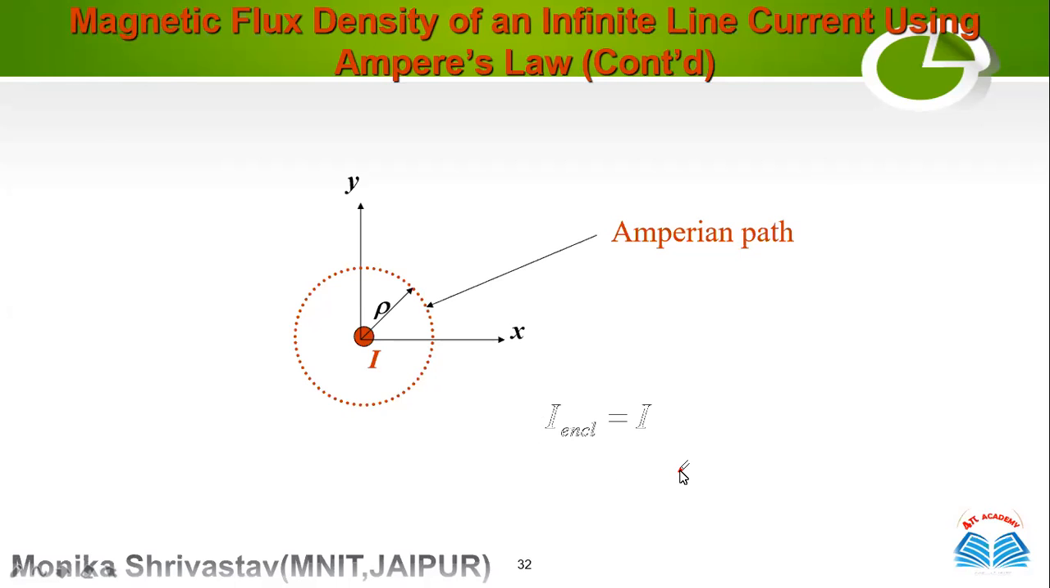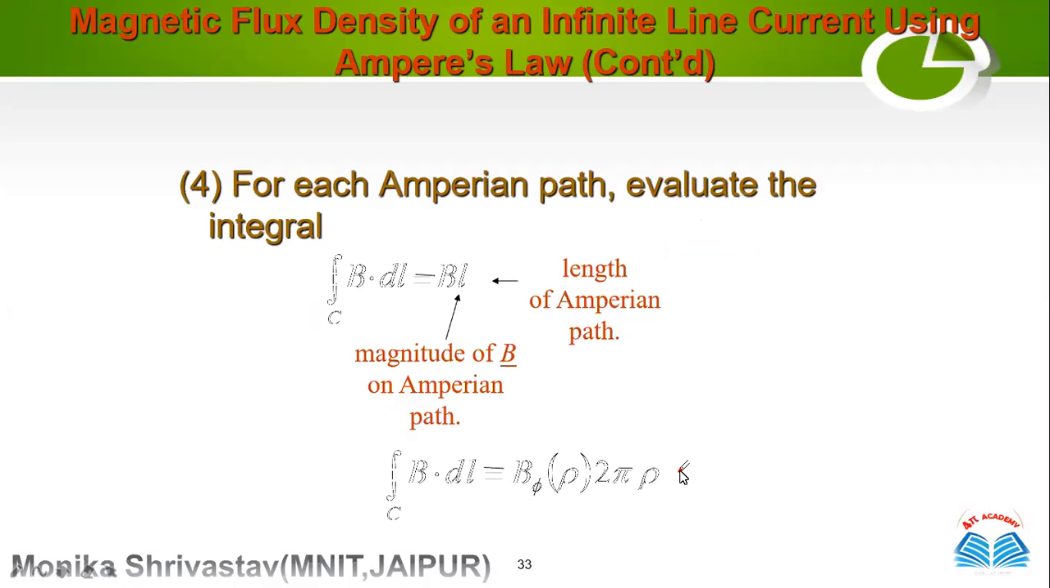Okay, so we have calculated the value of I enclosed. Now, for each Amperian path, evaluate the integral. We can integrate B dot dl as B dot L. dl is a small fraction of length, and integration means addition. Another meaning of integration in mathematics is to add them. So if we add those small fractions, we get the whole line. So BL, where L is the length of the Amperian path and B is the magnitude of the field. So I will put the value of B here and the value of this length L.